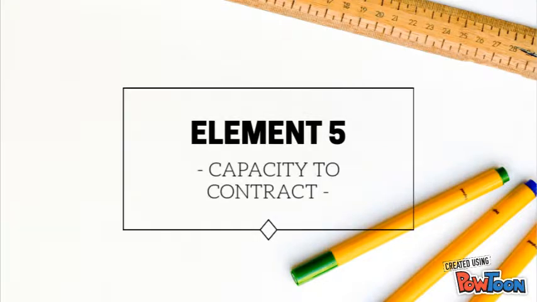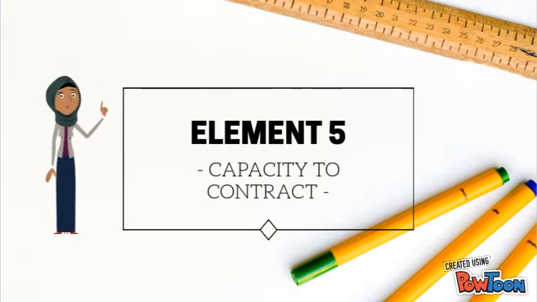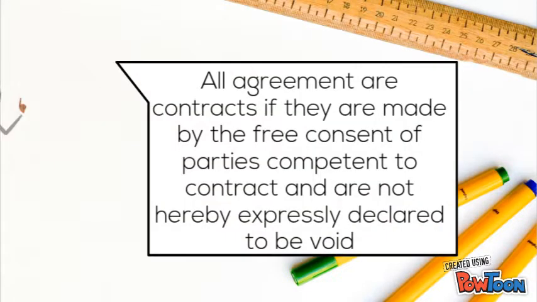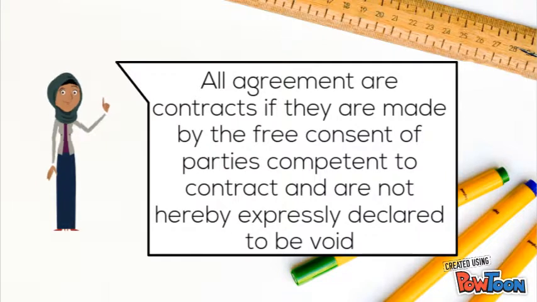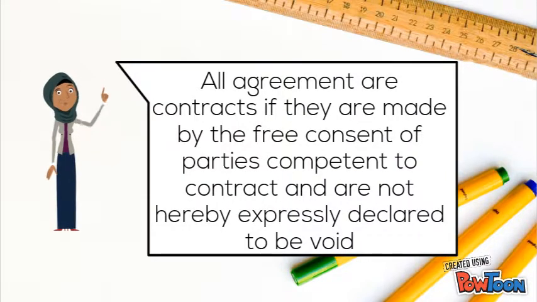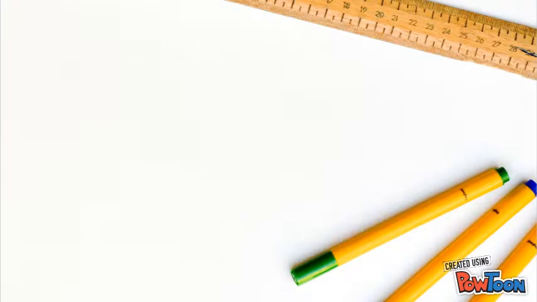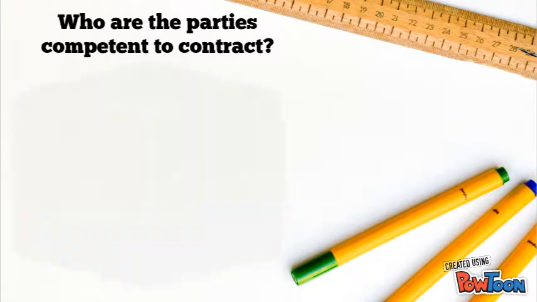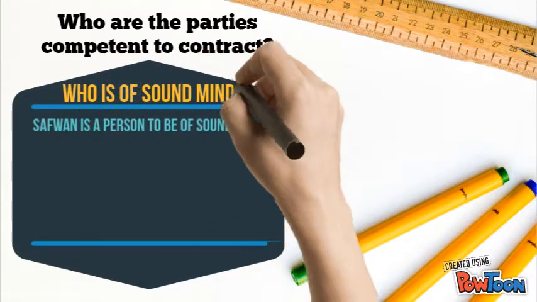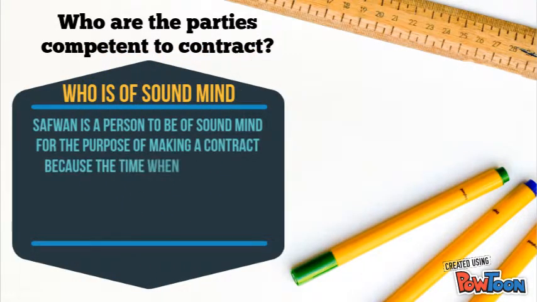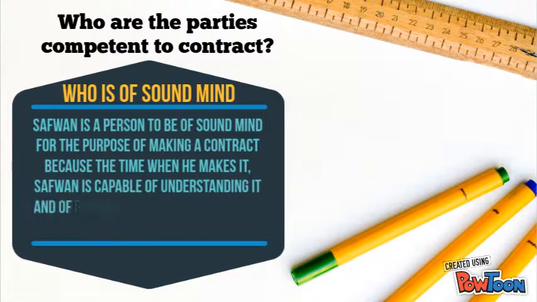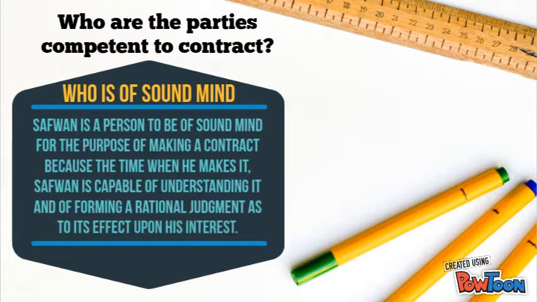Element number 5, capacity to contract. All agreements are contracts if they are made by the free consent of parties competent to contract and are not hereby expressly declared to be void. Who is of sound mind? Safwan is a person of sound mind for the purpose of making a contract, because at the time when he makes it, Safwan is capable of understanding and of forming a rational judgment as to its effect upon his interest.